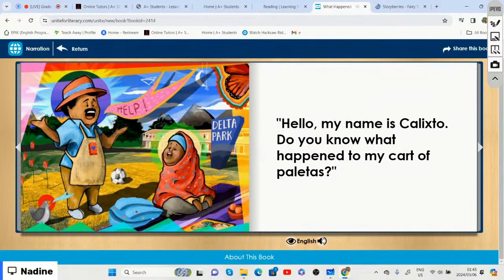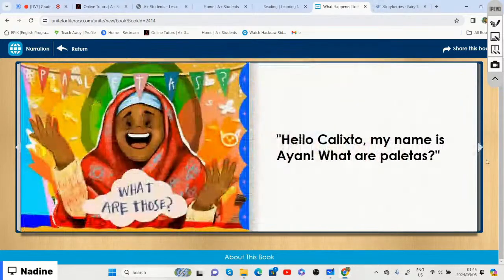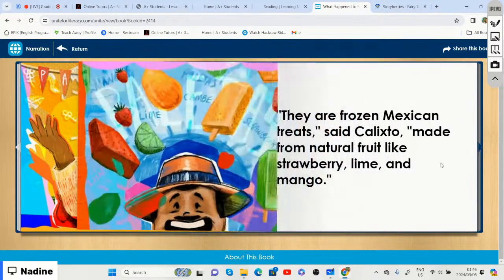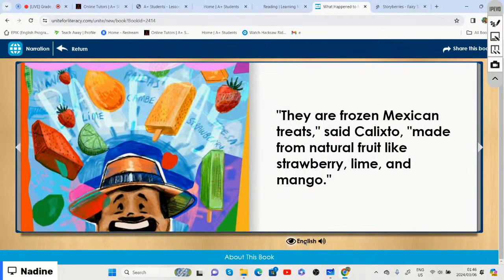Hello, my name is Calixto. Do you know what happened to my cart of paletas? Hello, Calixto. My name is Ayan. What are paletas? They are frozen Mexican treats, said Calixto, made from natural fruit like strawberry, lime, and mango.